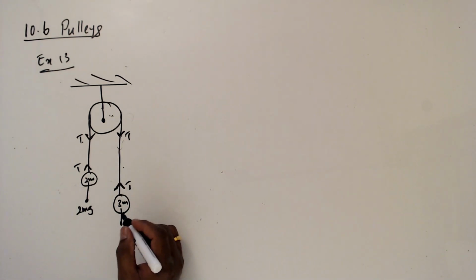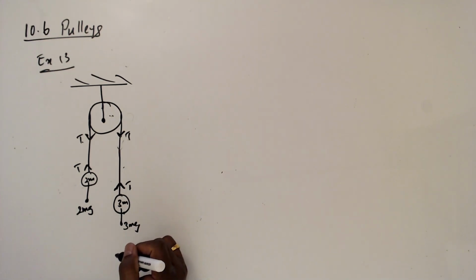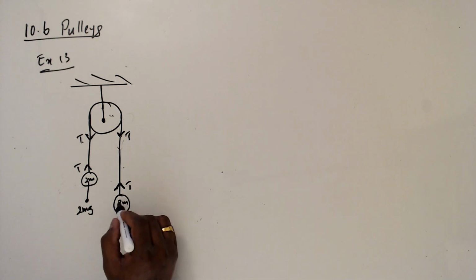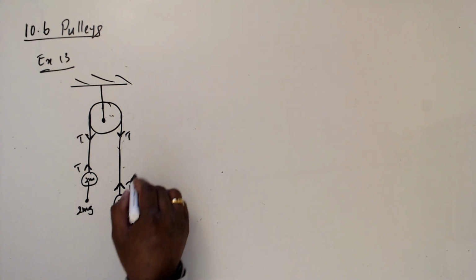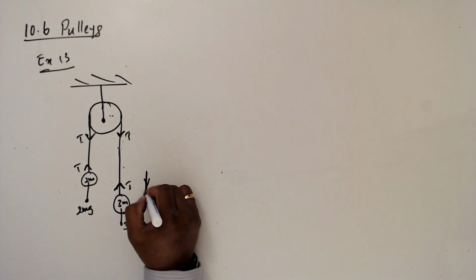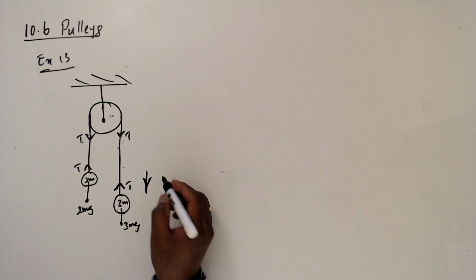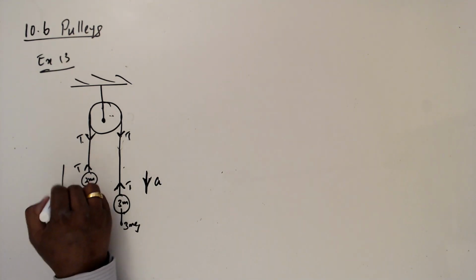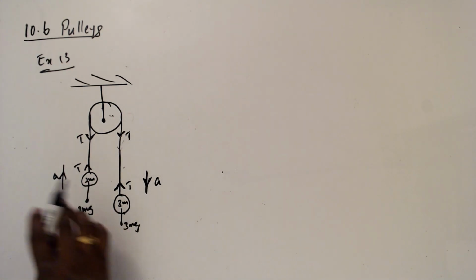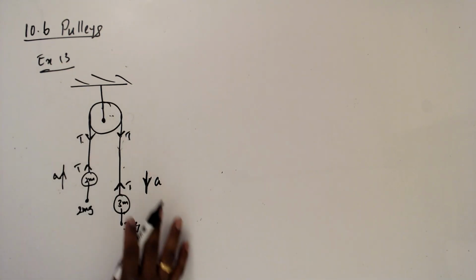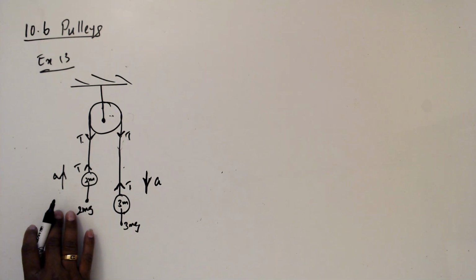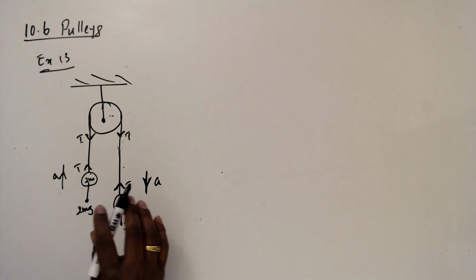Now this system will be released from rest. Then what will happen? This side has a higher weight, so it will accelerate in this direction. Let's say this is a, and when it goes in this direction, the other will go up. Here we can't consider the whole system, because the accelerations are in two directions. So we have to consider the systems separately.